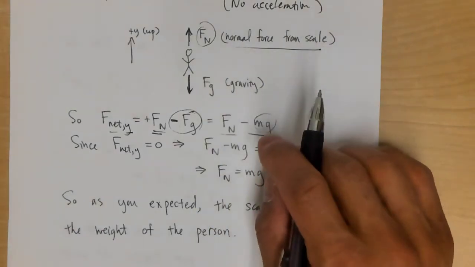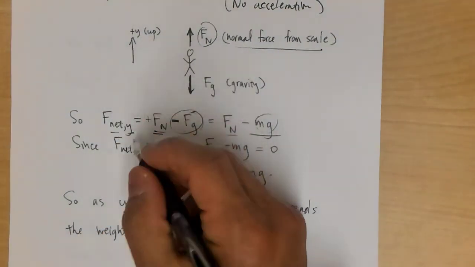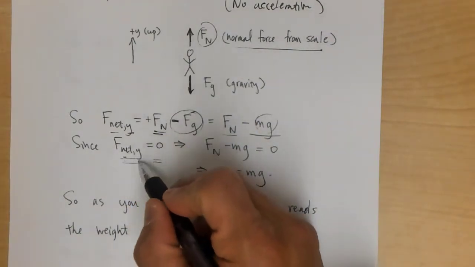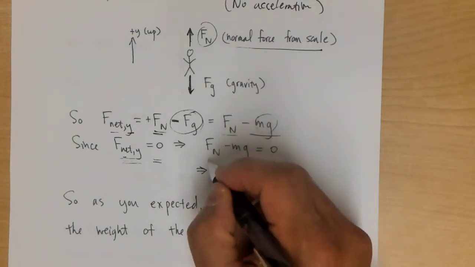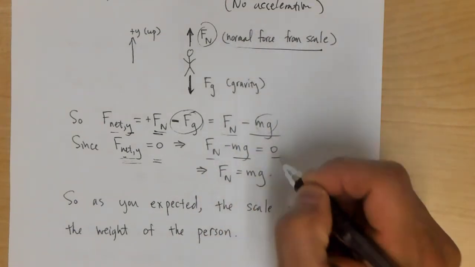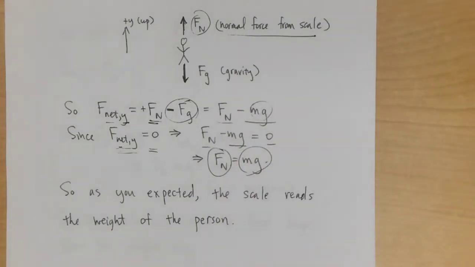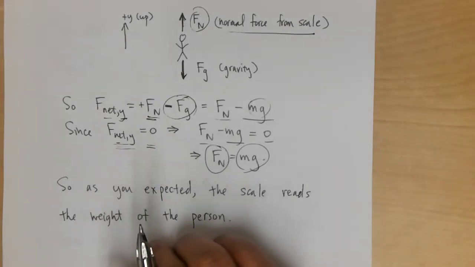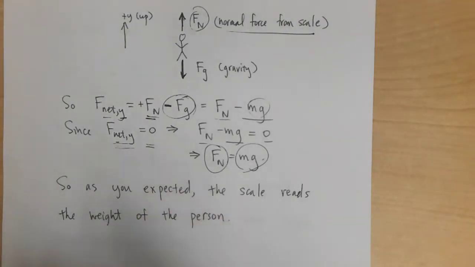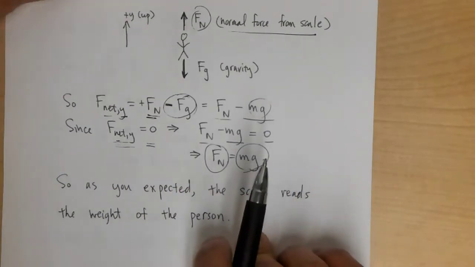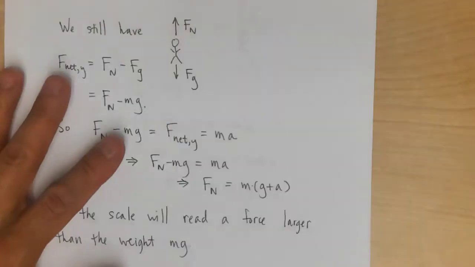Now we said that there's no acceleration, therefore from Newton's first law, or second law, either one gives it to you, the net force must be equal to 0. So Fn minus Fg is equal to 0, and therefore the normal force is equal to the force of gravity, m times g. This is pretty boring. If the scale is not accelerating, then as you expected, the scale reads the weight of the person. That's what a scale is designed to do.